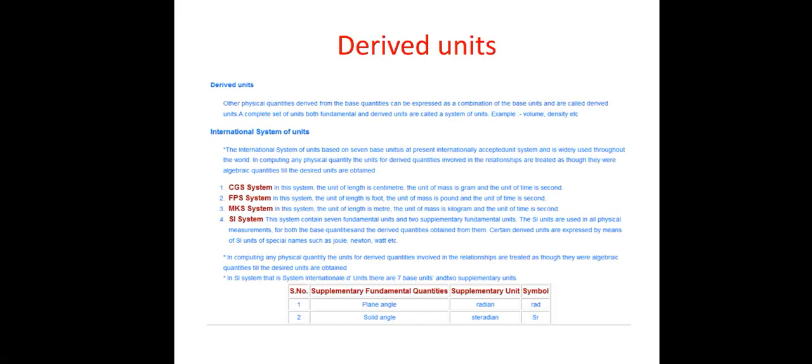There are some special fundamental quantities, plane angle and solid angle. The unit of plane angle is radian, and solid angle is steradian. Let us see what those are. They are the special ones.